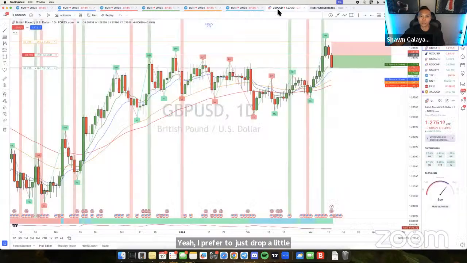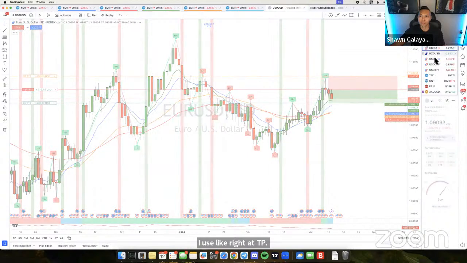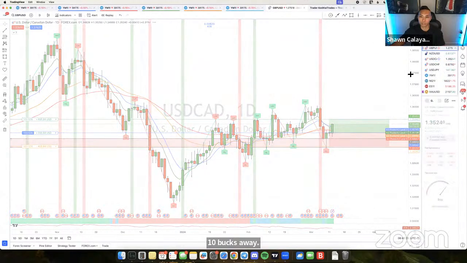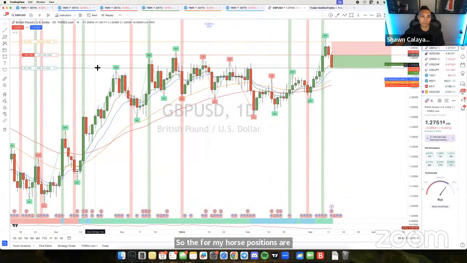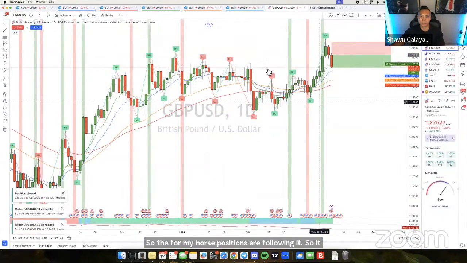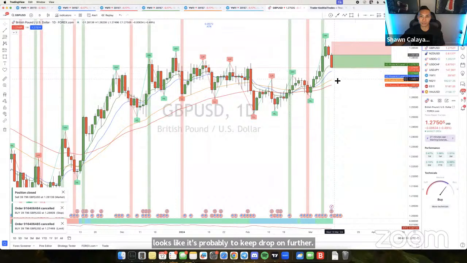Let me check my GU position. My GU is right at TP, about $10 away. USD CAD, so my forex positions are following it. It looks like it's probably going to keep dropping further, so I'm just going to close out of it. I'm already at my TP and I don't want to risk it. I was off by like $10. So full TP right there for my GU position.